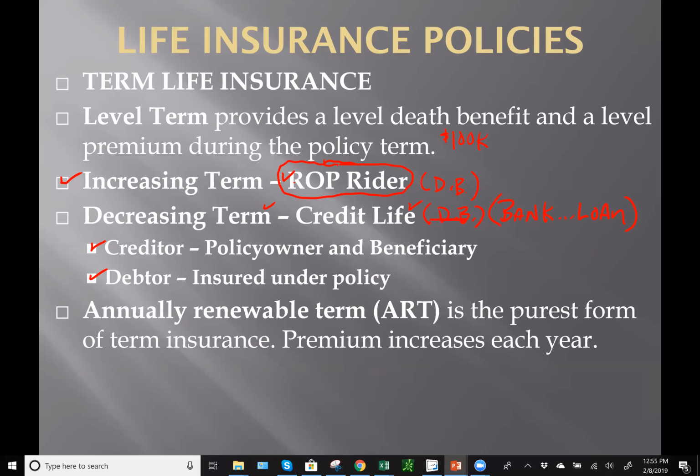And then we already talked about annually renewable term being the purest form of term insurance where the premium increases every year. And remember, annually renewable term is an attained age policy.